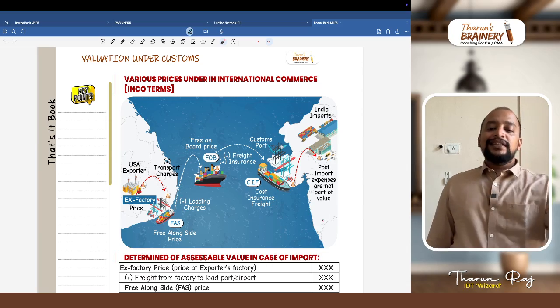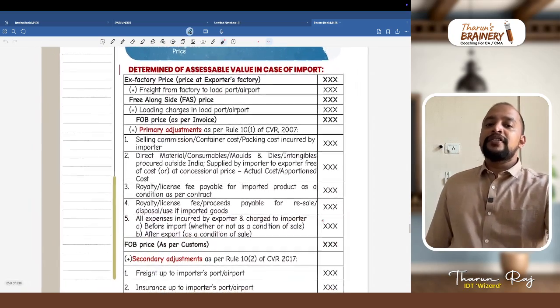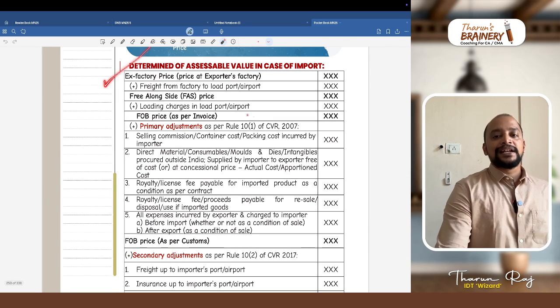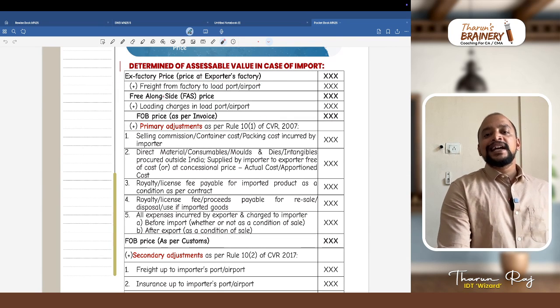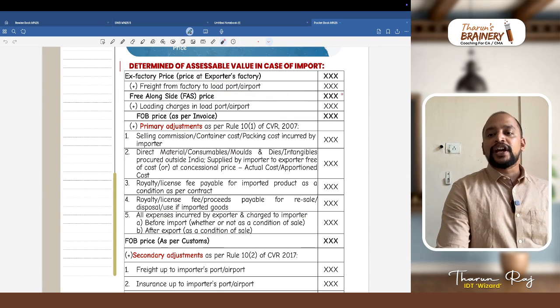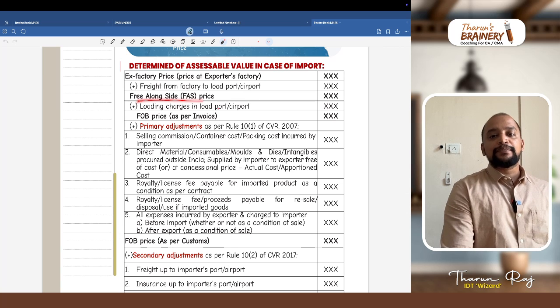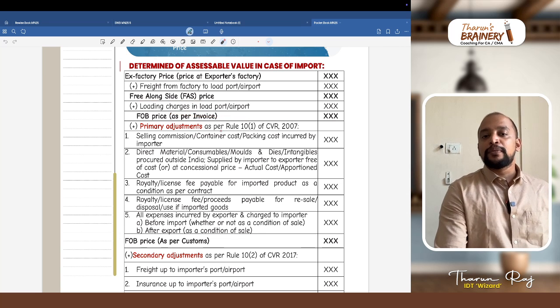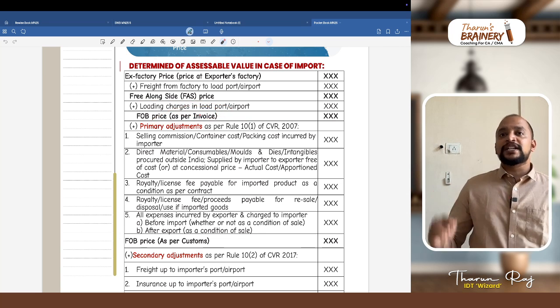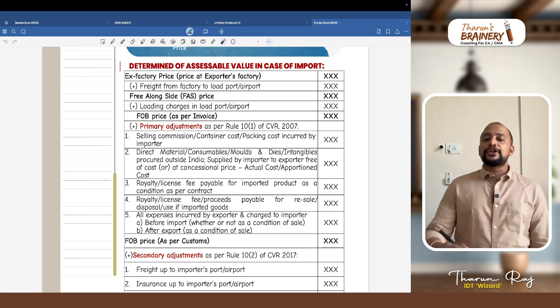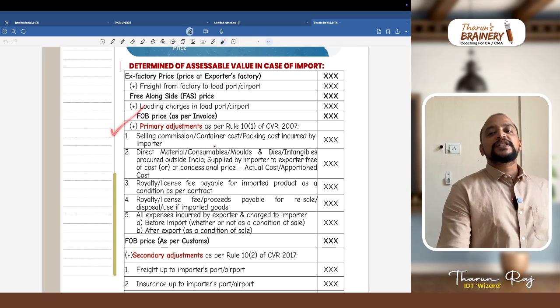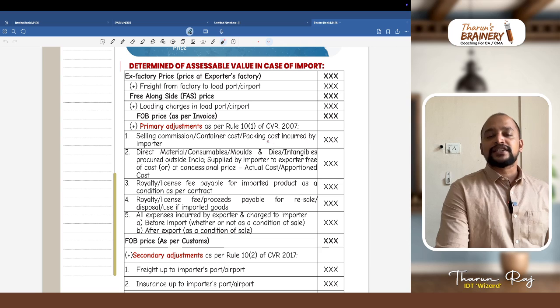How to determine the assessable value in case of import? First we need to take ex-factory price, the price at exporter's factory, add freight from factory to load port or airport, then we will get free alongside price, plus loading charges we get FOB price. But this FOB price is only as per invoice. To that FOB price we need to make primary adjustments. These primary adjustments are given as per Rule 10 sub Rule 1.